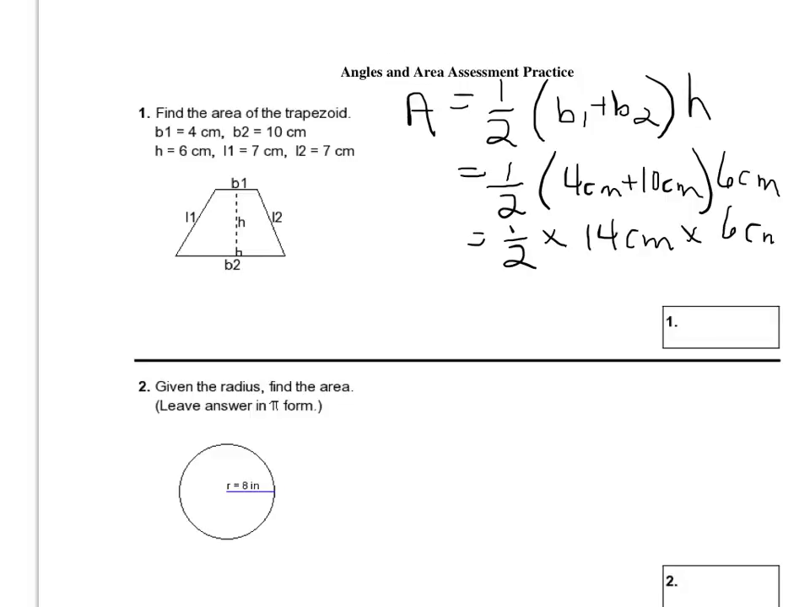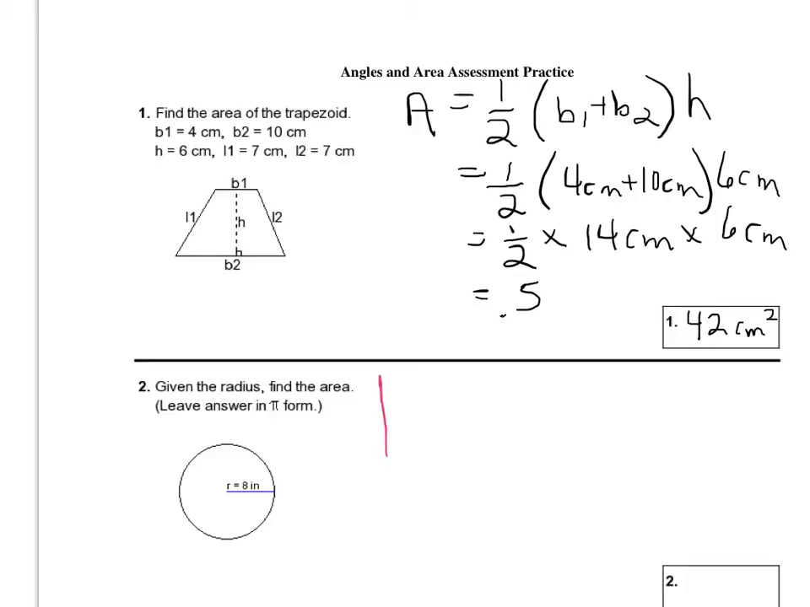times 6 centimeters. Now, when you put this in your calculator, and I'm not going to mention this on all of them, but 1/2 is equal to 0.5. So all you got to do is put 0.5 in there and multiply that times 14 and times 6, and you come out with 42. Now, do not forget that any area problem that has units, you need that. And remember, the area is whatever the units are squared. So in this case, the answer is 42 centimeters squared.